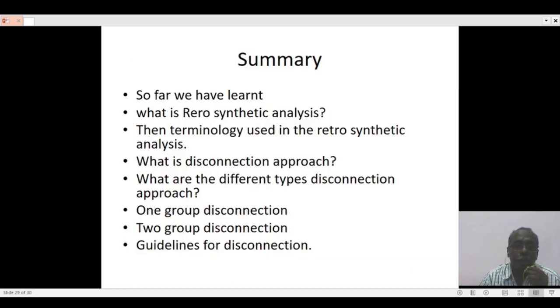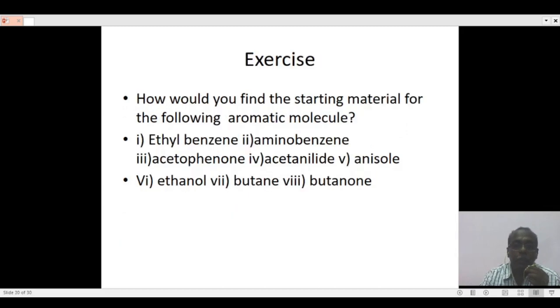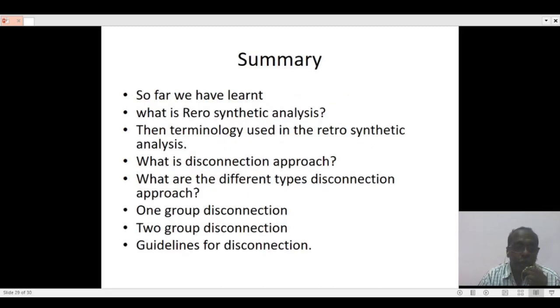Then let us pass on to the last part. So far we have learned what retrosynthetic analysis is, the terminology used in retrosynthetic analysis, what the disconnection approach is, the different types of disconnection approach, one-group disconnection, two-group disconnection, and then guidelines for disconnection. Then for our clarity, we can also go through the videos connected with this one.